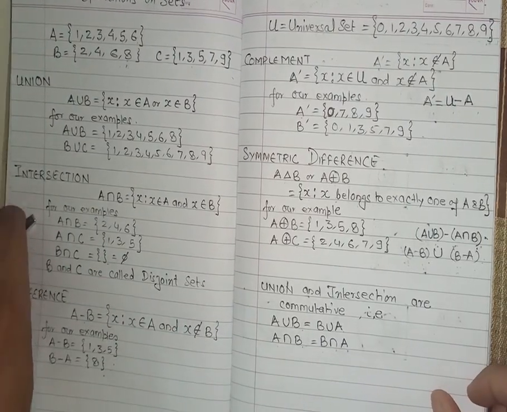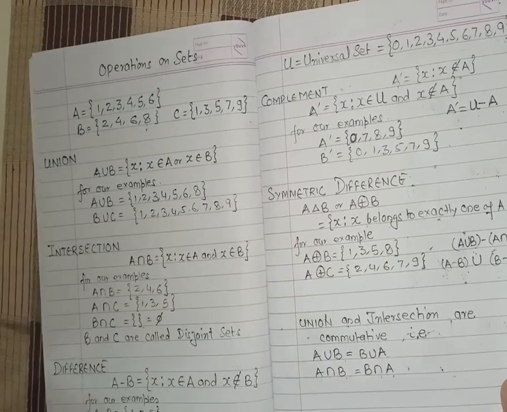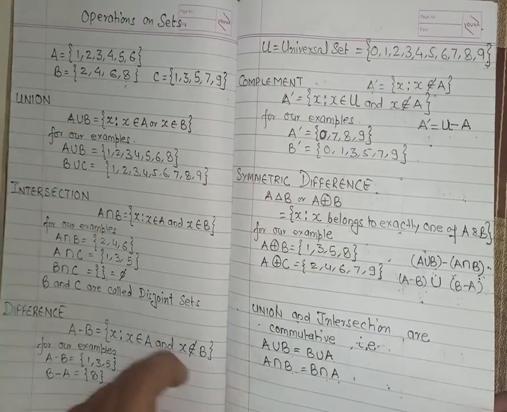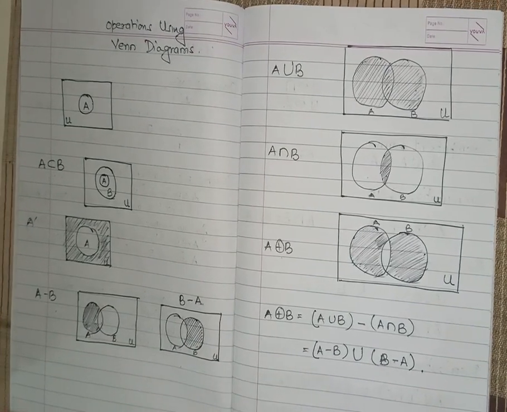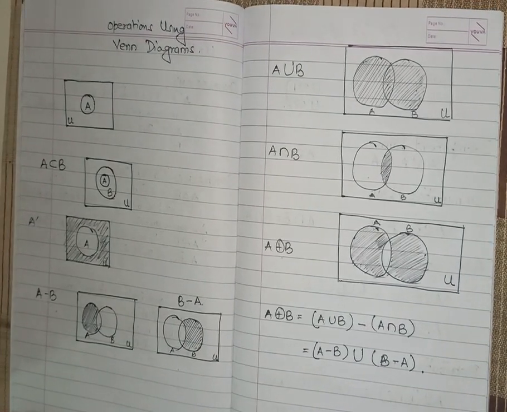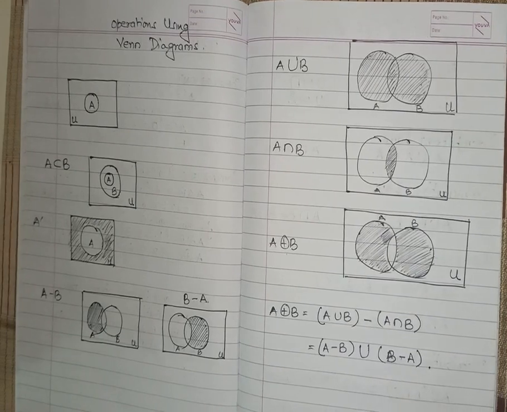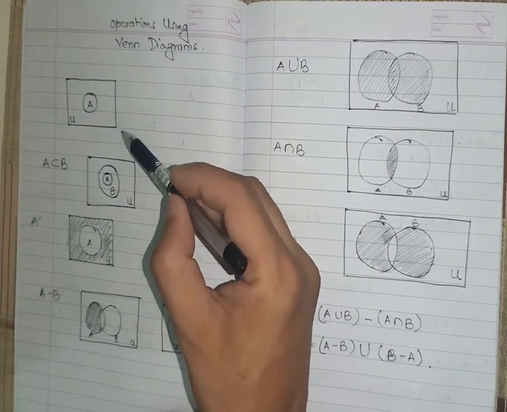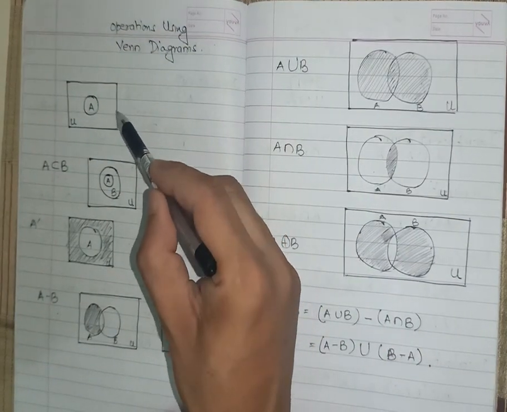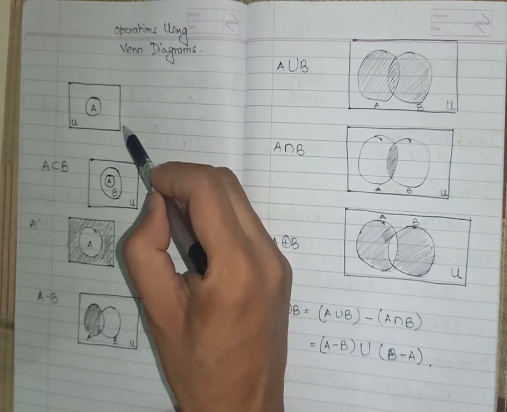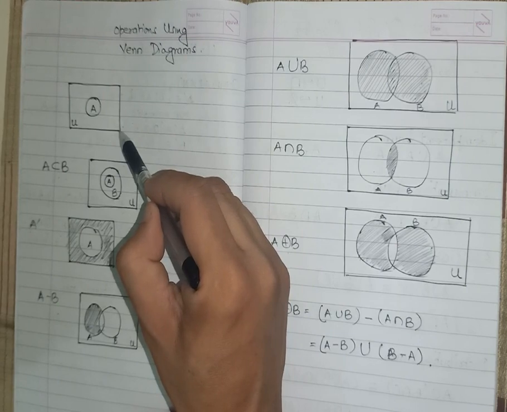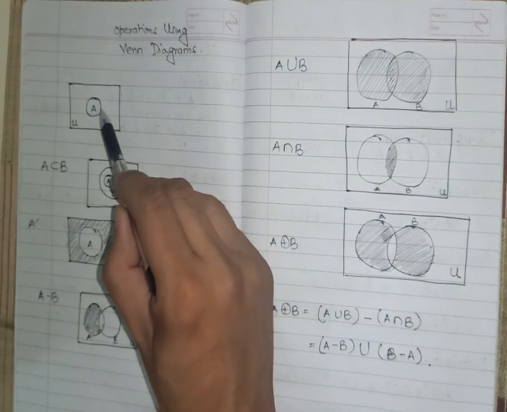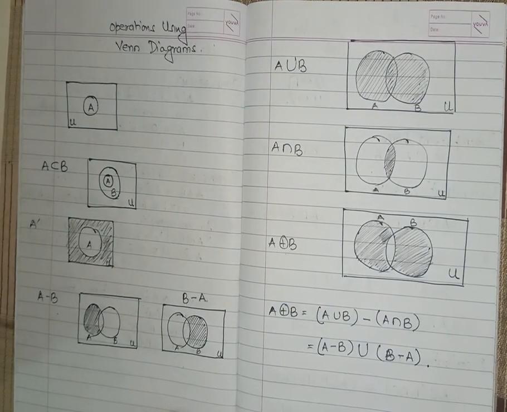Now sets, as you all know, can also be represented by using a diagrammatical representation which is called the Venn diagram. Now let us see the Venn diagram representation of certain operations on sets. Using a Venn diagram, we represent the set as a circle within a rectangle. This rectangle is representing the universal set and this circle in between is representing the elements of the set. Now let us see the various operations.